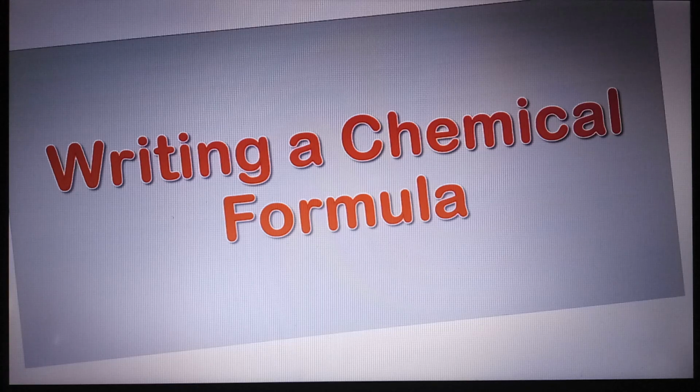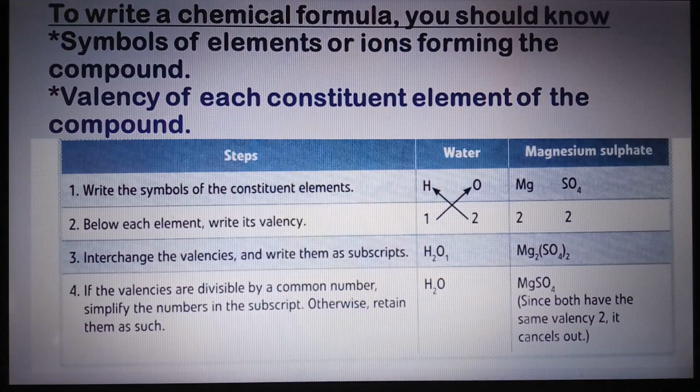Let us understand how to write a chemical formula. To write a chemical formula, you should know the following things. First, you should be aware of the symbols of the elements or ions forming the compound, otherwise you can't form the formula of the compound. Second, you should know the valency of each constituent element of the compound. If you don't know the valency of an element or of any constituent like radicals, then you can't form a proper chemical formula of the compound.